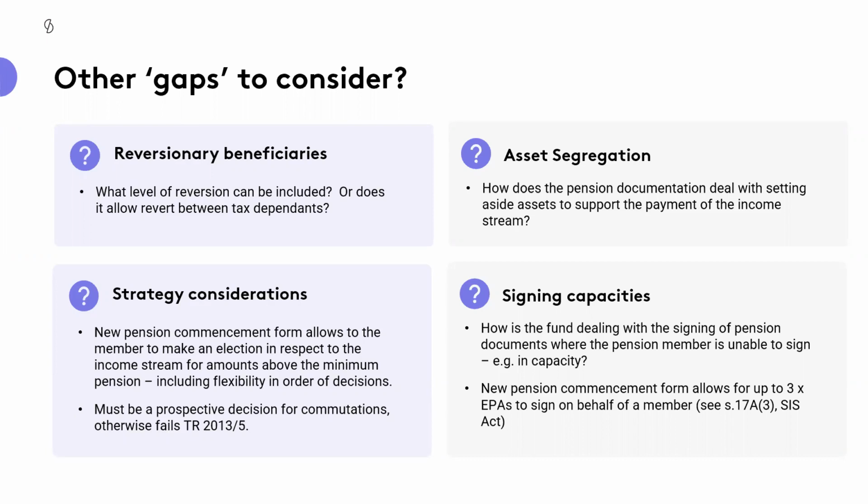And the last thing is just around signing capability or capacity. So how the fund is dealing with pension documents where a pension member is unable to sign. So what we have been looking to do now, we do more regularly now, we get members who are drawing retirement phase income streams from their SMSF, but they now have lost capacity, maybe a child, it may be a spouse or someone, or multiple people that need to sign on behalf of that member. So again, making some changes in respect to the way in which that documentation can be provided.